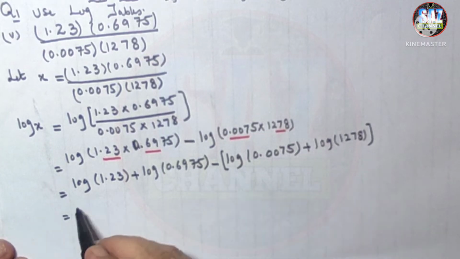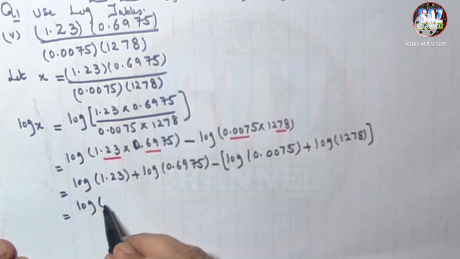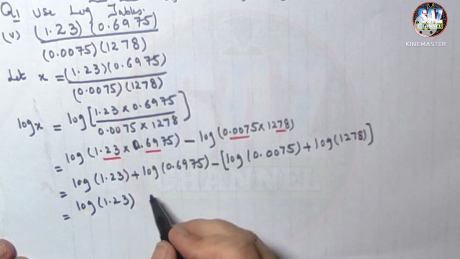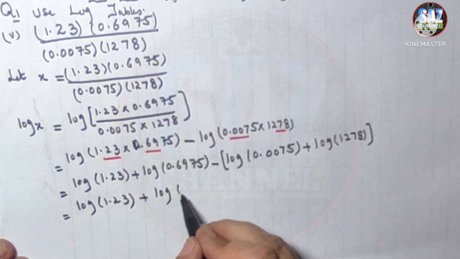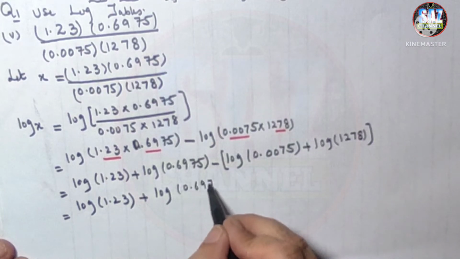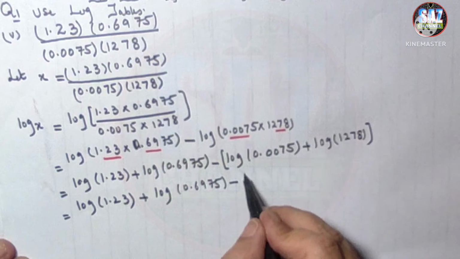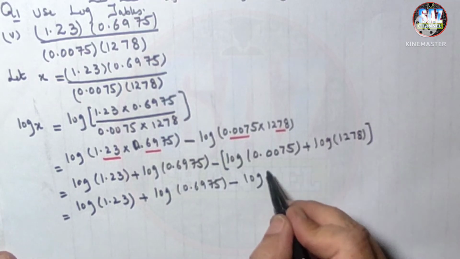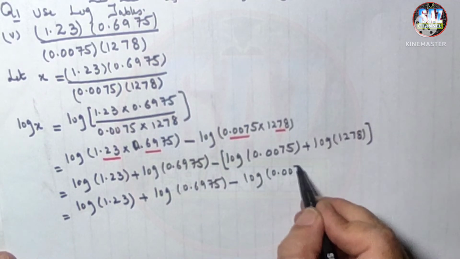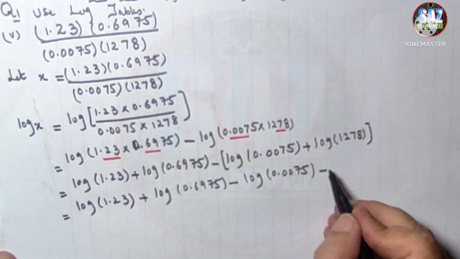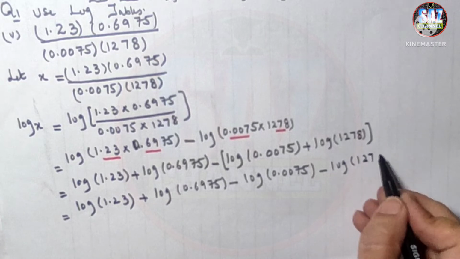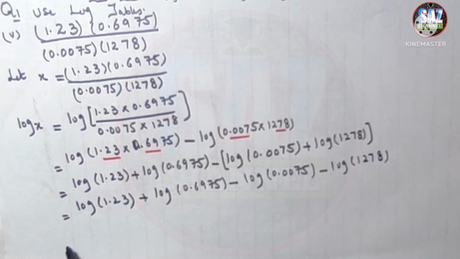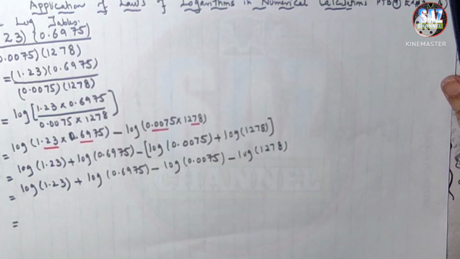Log 1.23 plus log 0.6975 minus log 0.0075 and minus log 1278. Now it's the time to take the log of each number. Okay, let's discuss each part one by one.